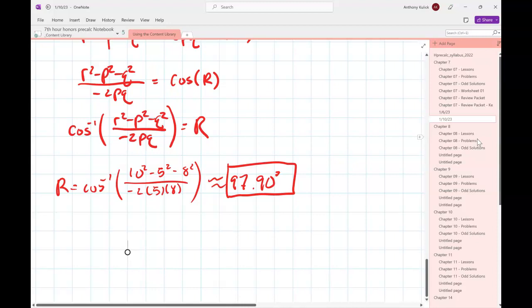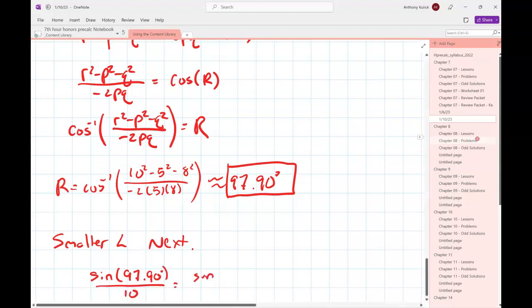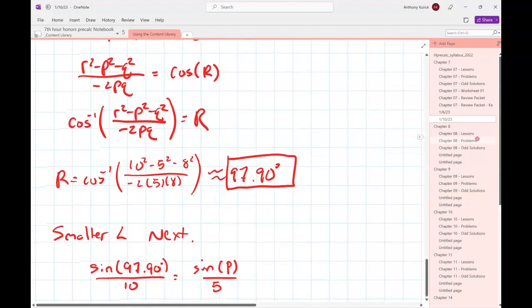All right. So now we have two more angles to solve for, angle P and angle Q. Which one should I do first? I want to do the smaller angle first. In this case, that would be angle P. So I'll do sine of R over r equals sine of P over p. I know P is the smallest one because it's opposite the smallest side.